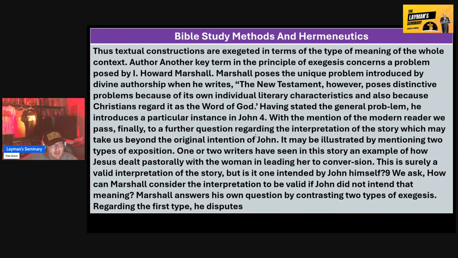With the mention of the modern reader, we pass finally to a further question regarding the interpretation of the story, which may take us beyond the original intention of John. It may be illustrated by mentioning two types of exposition. One or two writers have seen in the story an example of how Jesus dealt pastorally with the woman in leading her to conversion. This is surely a valid interpretation of the story, but is it the one intended by John himself? We ask, how can Marshall consider the interpretation to be valid if John did not intend that meaning?